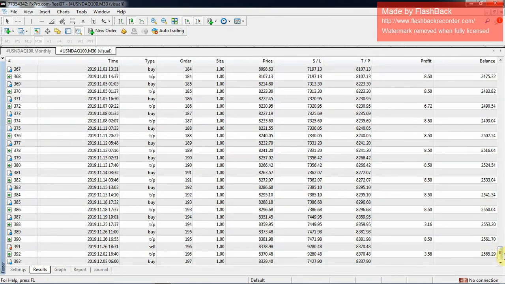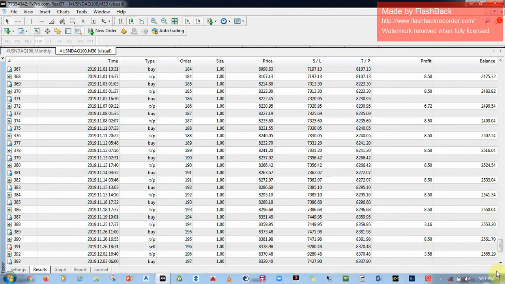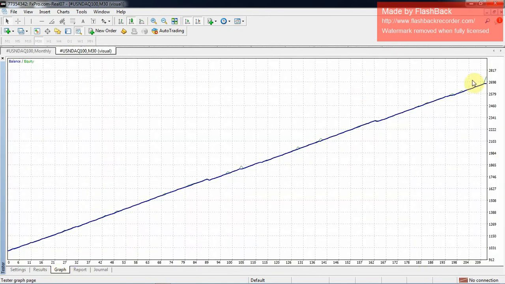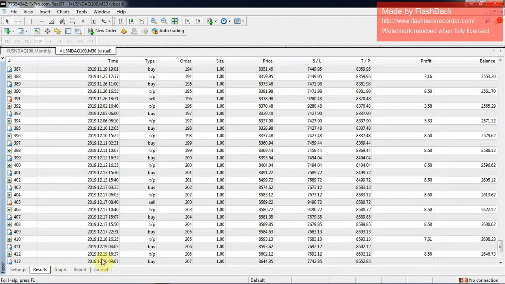Let me scroll down. So the negative swap affected that take profit. It closed at 3.58. Let's go to the graph. We are up 2,698. We are now in December 2019.